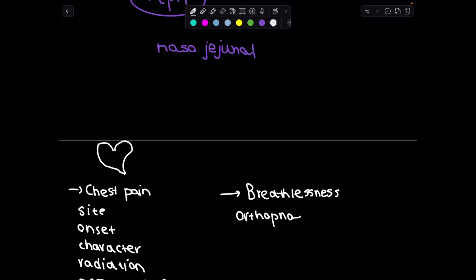Timing: constant, infarction, hours; intermittent, angina, minutes. Exacerbating and relieving factors: exertion worsens, rest and nitroglycerin relieve, angina. Leaning forward helps, pericarditis. Okay, severity.